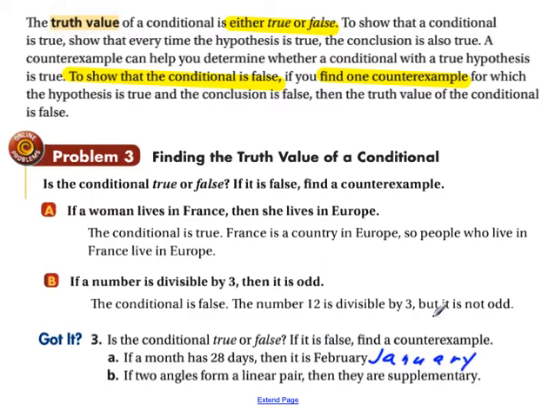Part B says, if 2 angles form a linear pair, then they are supplementary. Well, remember, a linear pair, they share one side, but they don't share any points inside the interior of their angles, and they always form a straight line, and a straight line is 180 degrees. Well, that's part of being supplementary. So actually, all linear pairs are supplementary, so that is a true statement.